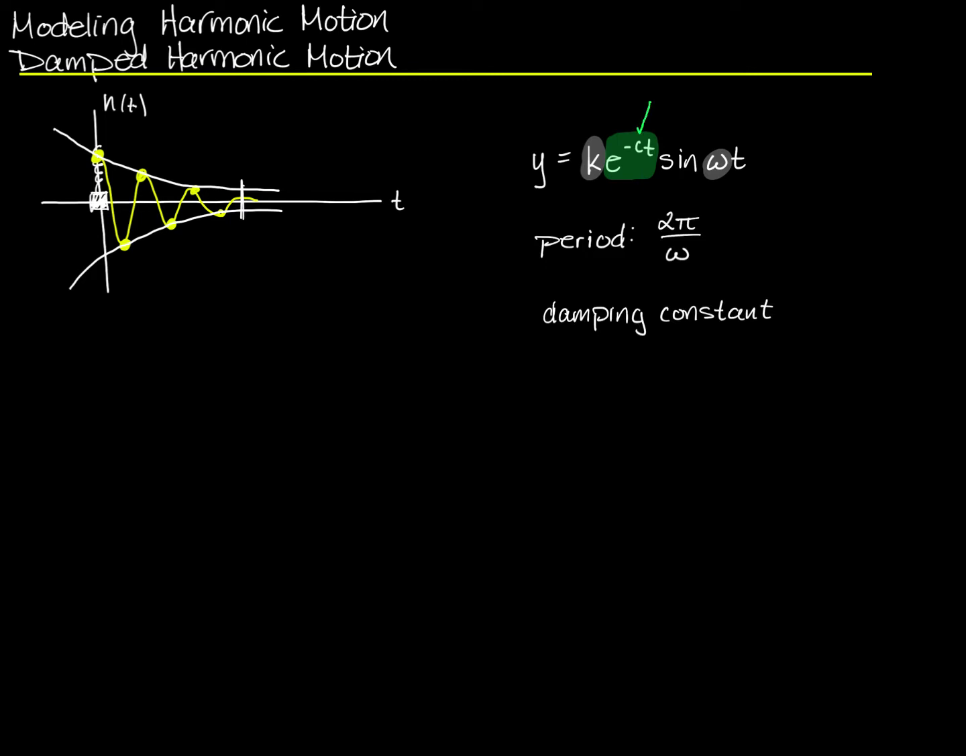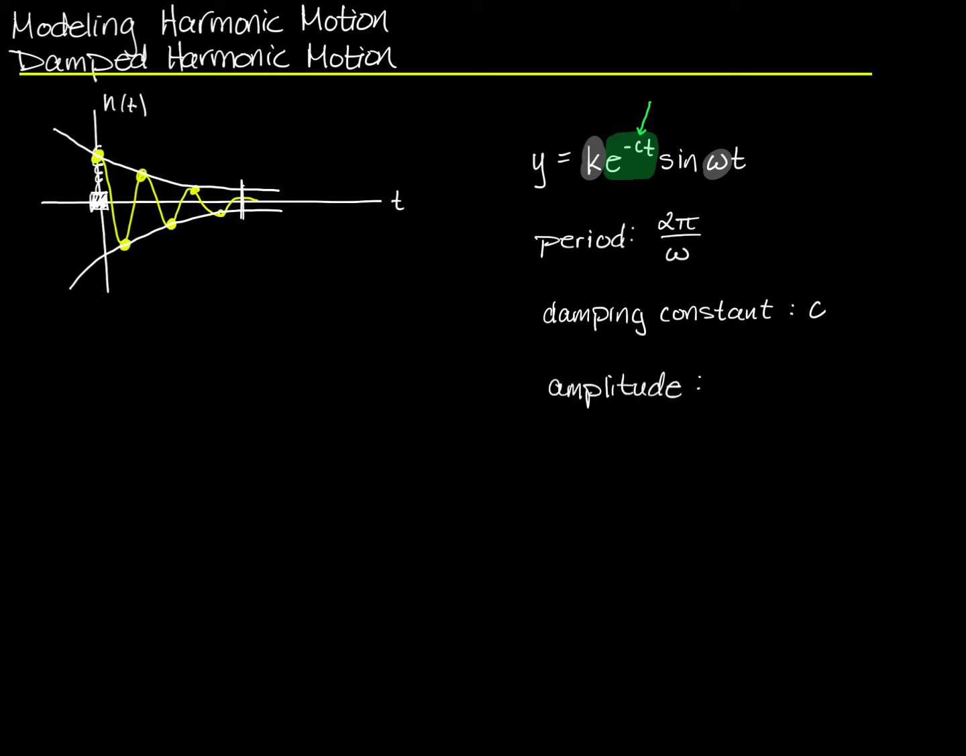Some new vocabulary is this thing called the damping constant. The damping constant can be found in the exponential. It's the coefficient of t. So this c value here is what we call the damping constant. It governs how much restriction there is on what would have been a sine or a cosine curve.